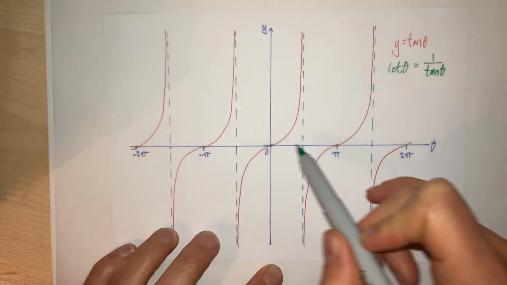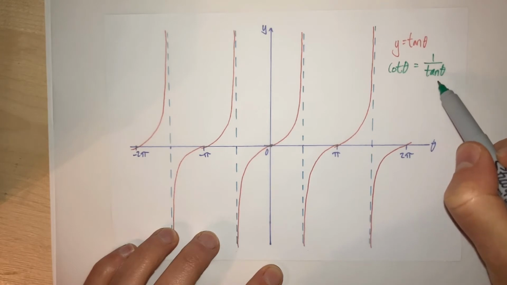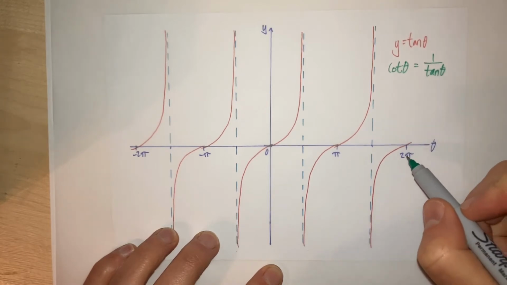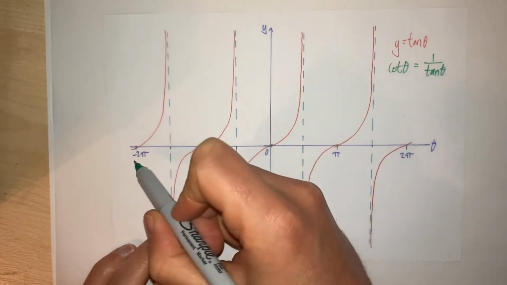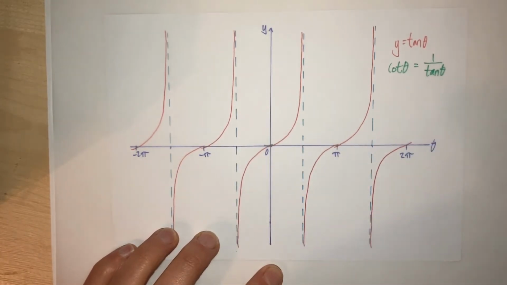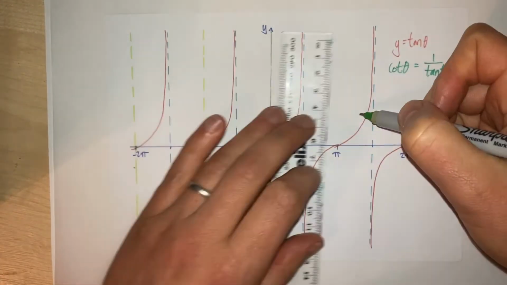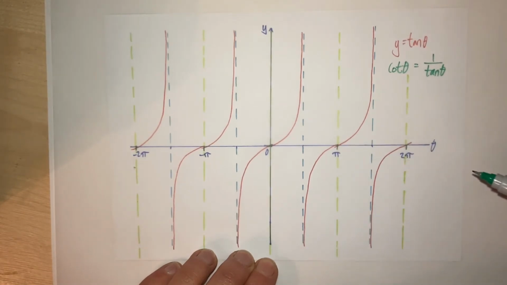Now let's look at our graph again and look at where the values of tan theta equal 0. And that's where our asymptotes for cot theta will be. So we're looking at -2 pi, minus pi, 0, pi, and 2 pi. Let's draw the asymptotes there. Now we've got our asymptotes in position, we can draw the rest of the graph.